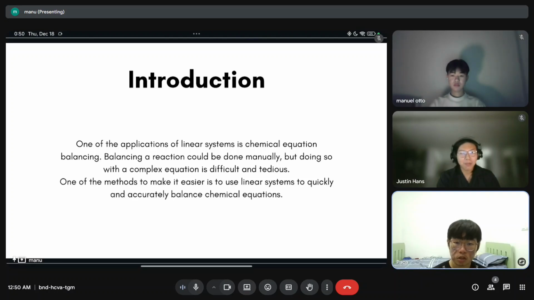One of the applications of linear systems is chemical equation balancing. While it could be done by inspection or through trial and error, this could become incredibly tedious and difficult when dealing with complex reactions. So I'm going to show you how we can use linear systems to balance these equations quickly and with mathematical certainty.